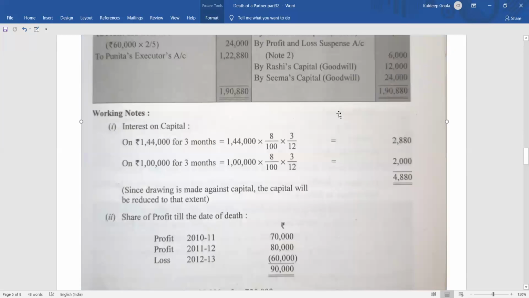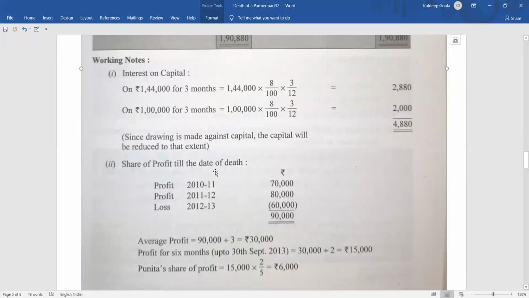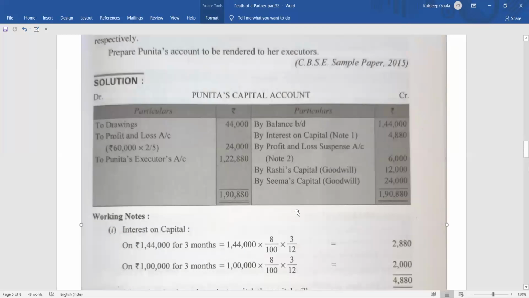Okay, so let's find out the profit. You can see here the profit for 2010-11 was 70,000, profit for 11-12 was 80,000, and in the year 2012-13, we have made a loss of 60,000. So ultimately, if we find the total profit, it is 90,000. Obviously, loss will be minus, right? So it is coming 90,000. So average will be how much? 90,000 divided by 3, it is 30,000. So 30,000 will be the average profit for the last 3 years. That means what will be Punita's share? Punita's share will be 30,000 into her share. Her share was how much?